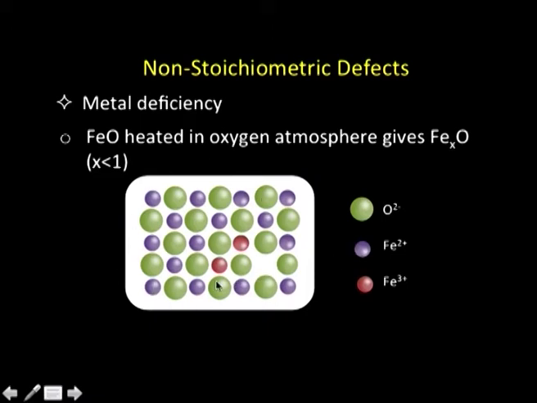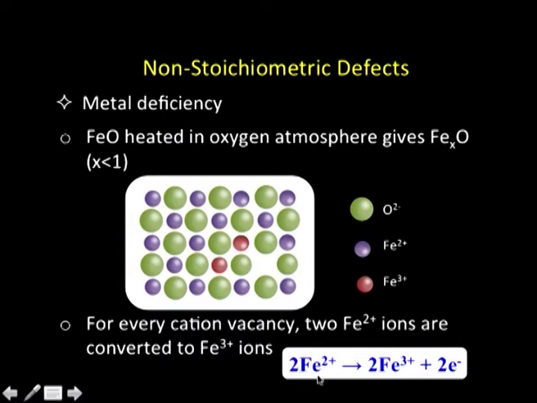What basically happens is that when we heat in the presence of oxygen, some of the ferrous ions get oxidized to ferric ions, and that is how we represent it. That means 2 ferrous ions get oxidized to 2 ferric ions, and 2 electrons are released. Since there is now an excess of oxygen in this formulation, it in turn implies that there will be cation vacancies. Some of the cation positions will be empty.